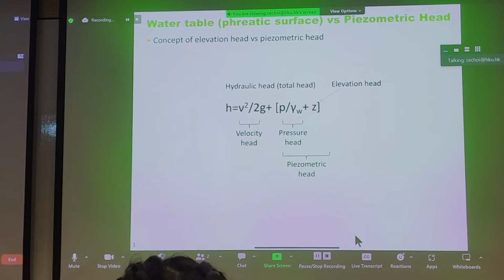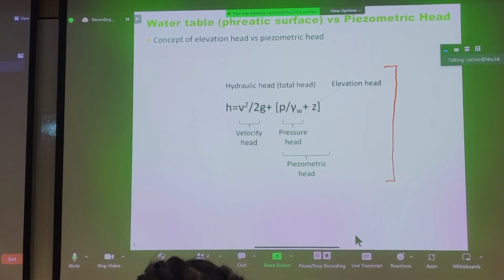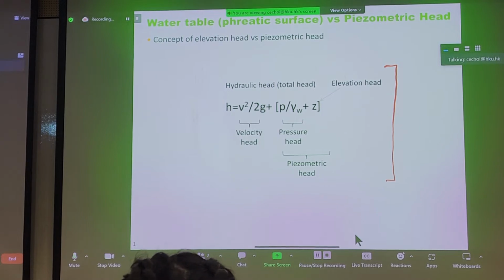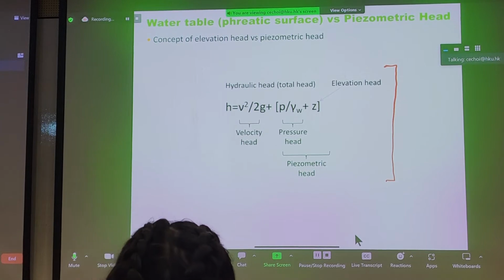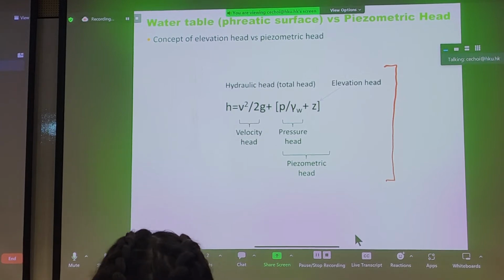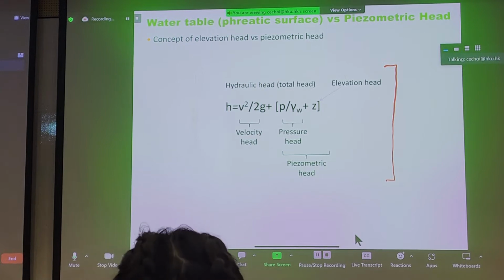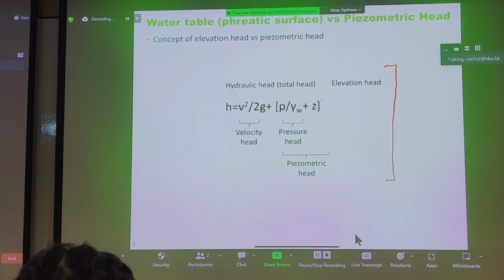So I never showed this overall Bernoulli equation in the last couple slides. This is not in your notes. I can put them back up here. So there are in essence three components to any flow problem. If you want to understand dewatering, you have to realize that flow is governed by total head, right?